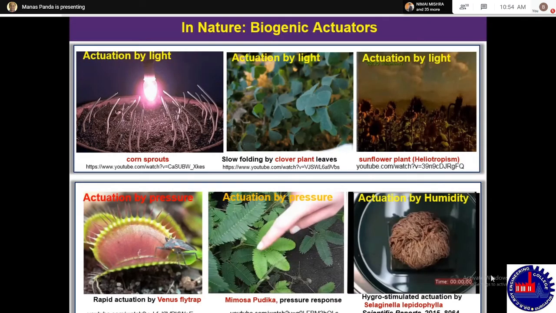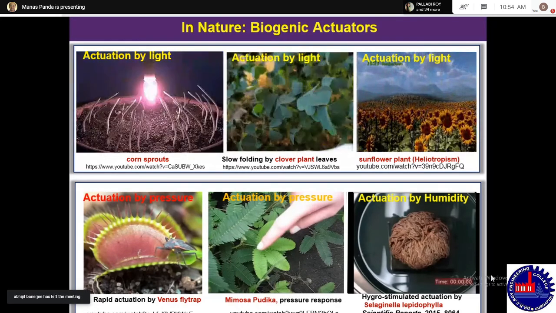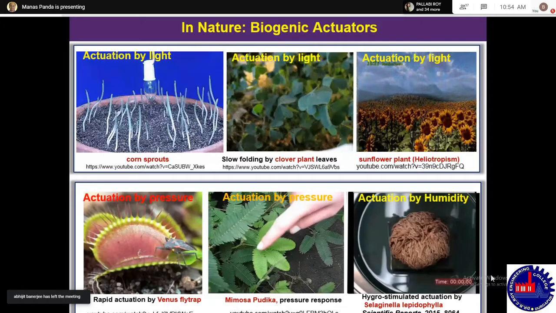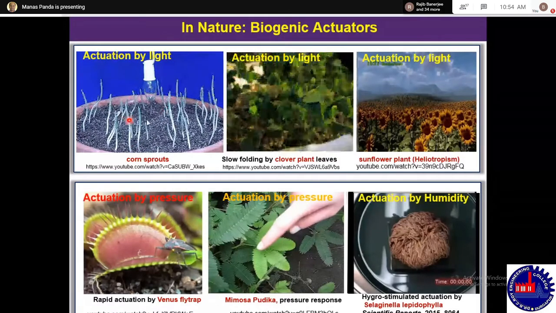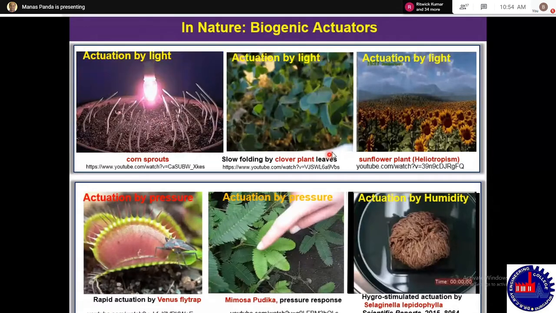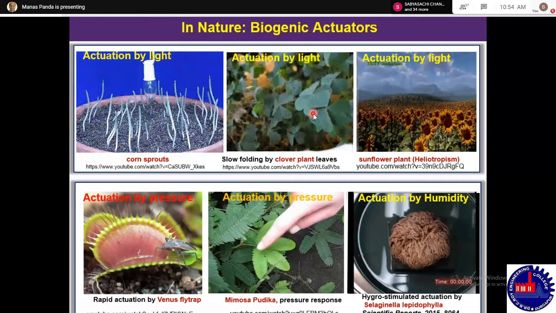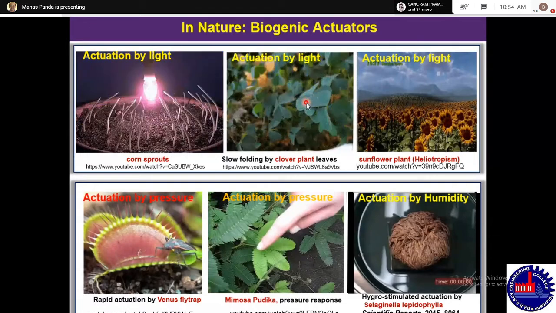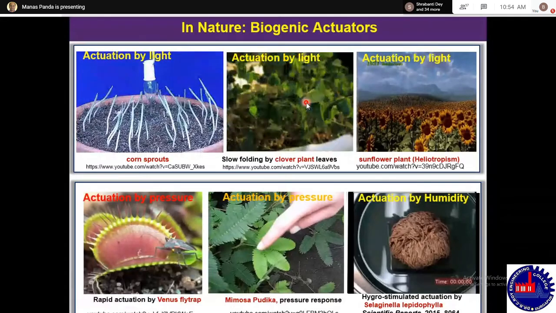And in nature, there are many actuators. If you see closely in nature, you can see many actuators. So the first panel, you can see the corn sprout, which when you irradiate light on it, can show a different kind of actuation. I mean, they actuate towards the light. This is a clover plant. Clover plant is nothing but a susnisa, we call it in Bengali. So in the daytime, in fact many plants do like that, in the daytime they expand their leaves in the presence of sunlight, but at night time, they fold themselves. Okay, they contract themselves, they fold themselves.